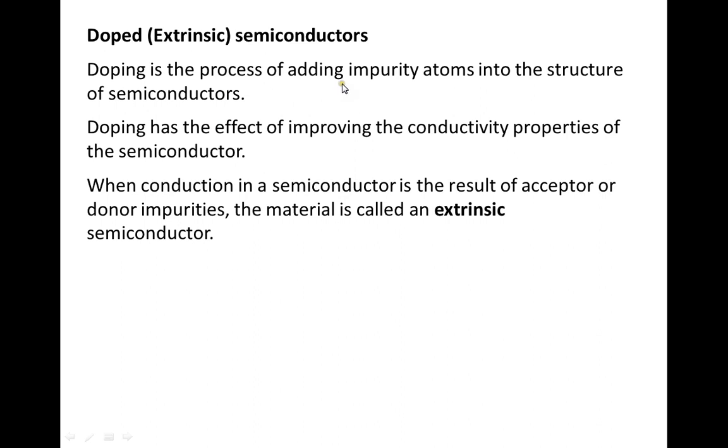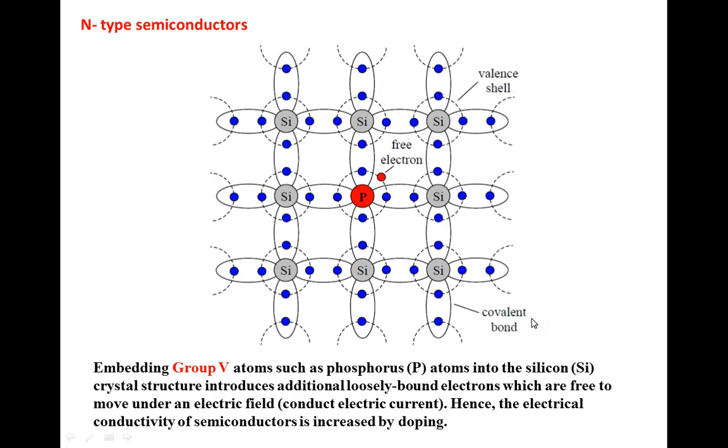Doping is the process of adding impurity atoms to the structure of semiconductors. Doping has the effect of improving the conductivity properties of the semiconductor. Let's see how this is so. When an intrinsic semiconductor is doped, we call this material an extrinsic semiconductor.